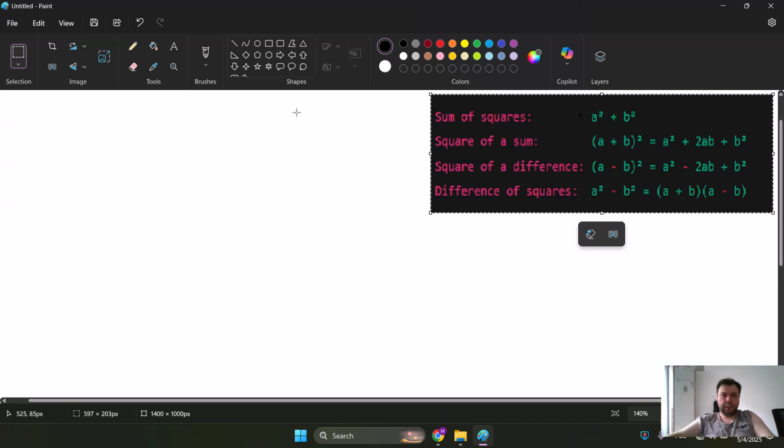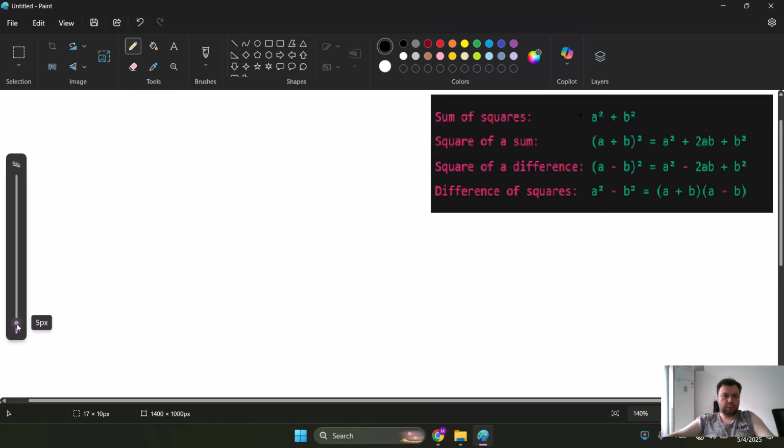Hello everyone, today I'm going to talk about algebraic identities, namely these two: sum of squares and square of a sum. I will show that they are different, but they are extremely important in solving equations and algebraic expressions in school. But first of all, let's explain that they are different, although they look very similar.